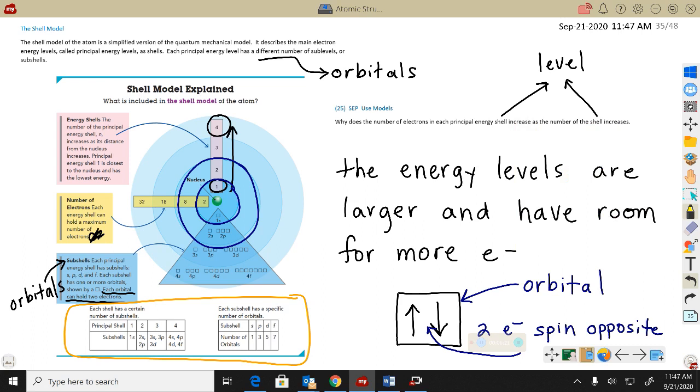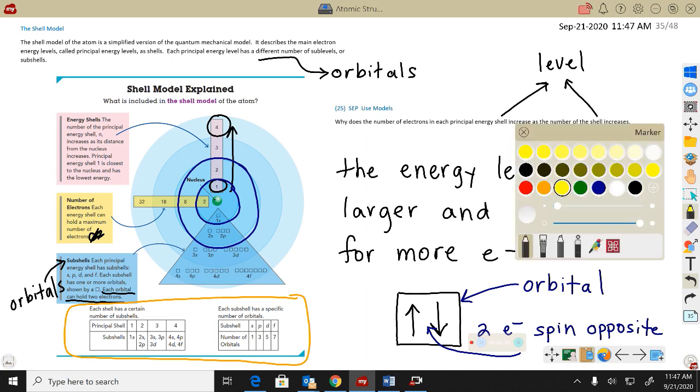Okay, so when we have these boxes that represent an orbital, the boxes don't show the real shape because that would get crazy to draw, and you will never ever have to draw orbitals. Often in these boxes we put 2 arrows to show 2 electrons spinning opposite. Actually, maybe not yellow. Let's go like red.